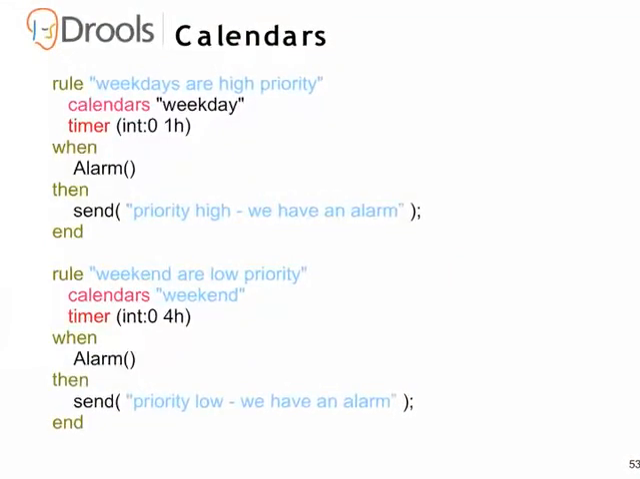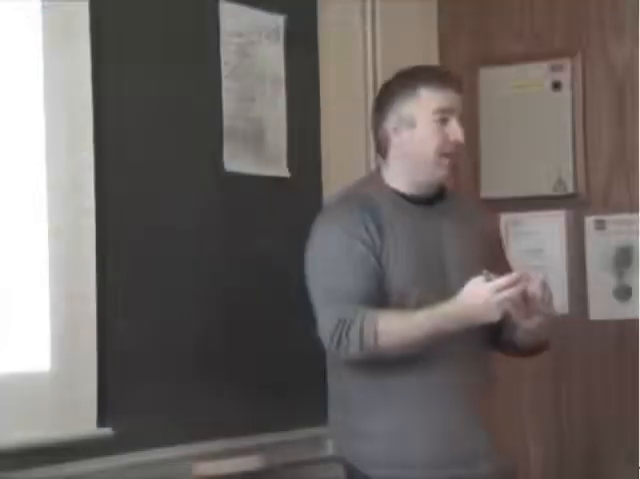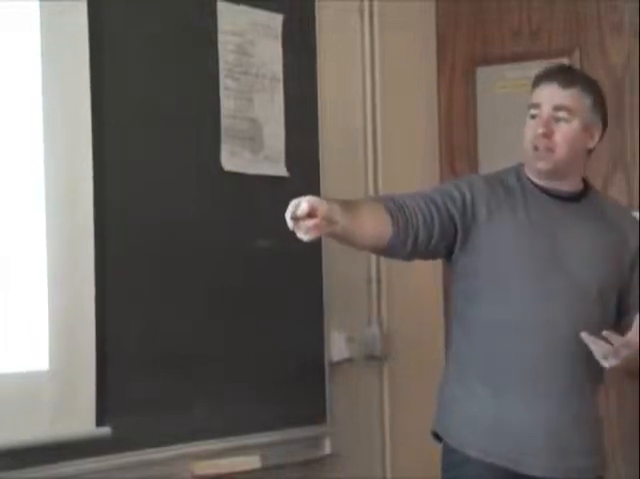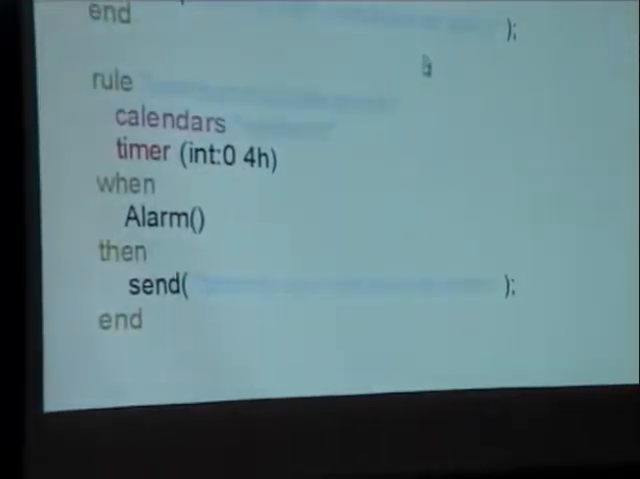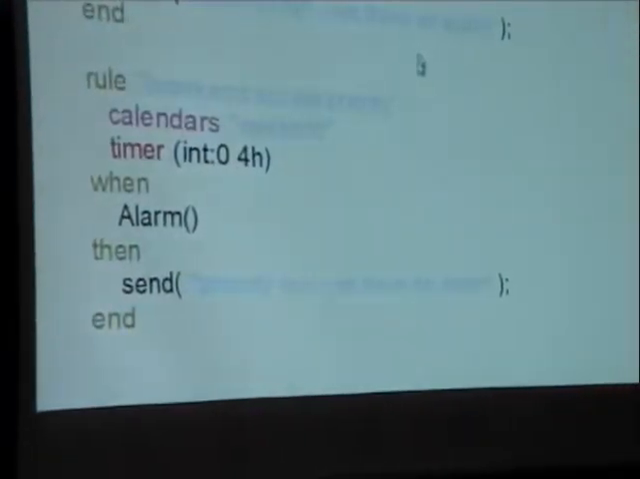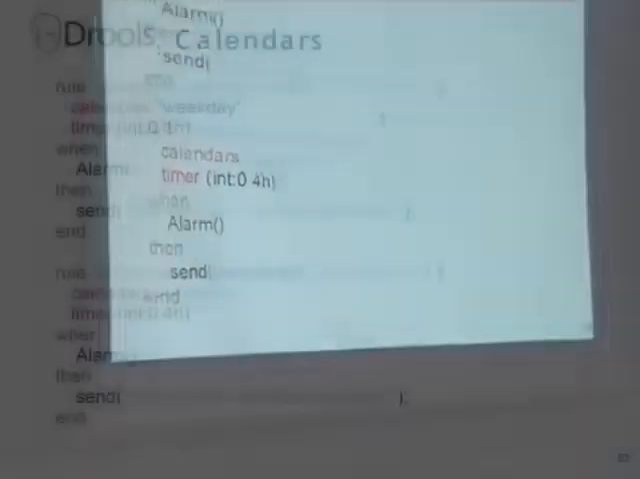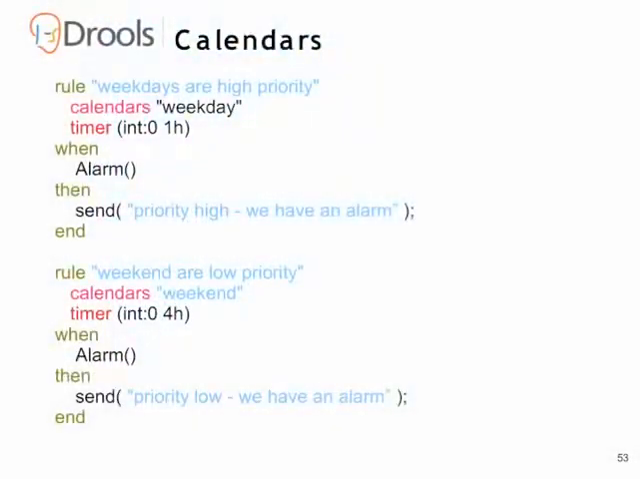Then I can have an opposite rule that's mutually exclusive. It's mutually exclusive because the calendar is now weekends. We can have a different priority there. So now the interval is 4 hours. So you have two rules that are mutually exclusive based upon the calendar definitions, where you can use the standard Quartz ones, or you can define your own. So now you have timers, both interval and cron based, and calendaring, all within your rule engine.